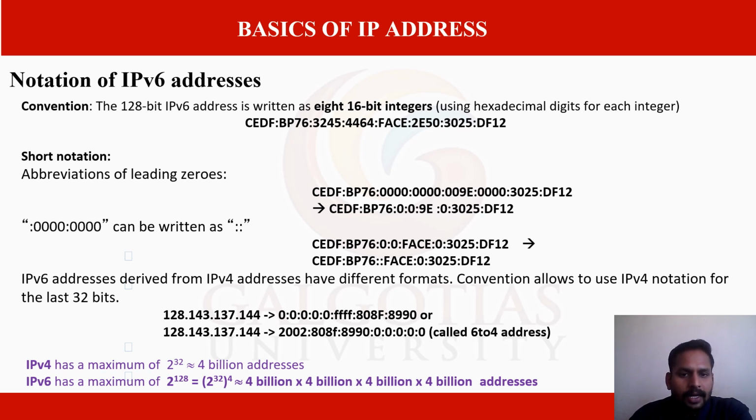And how to write this, we have one example address here, which is CEDF colon BP76 colon 4 times 0 again colon 4 times 0 again colon 009E and then colon 4 times 0 and then 3025 colon DF12. Now you see here, after BP76 we have continuous 8 digits of zeros. As I told you, we can remove these continuous zeros and put a double colon instead of them. So after BP76 the colon and then colon they are mentioning. They are not using all the other hexadecimal values to represent these continuous zeros; simply they are using a double colon in that place. So if you see a double colon in an IP address, it means it has continuous zeros in that place. In this way we can write IP addresses in IP version 6.